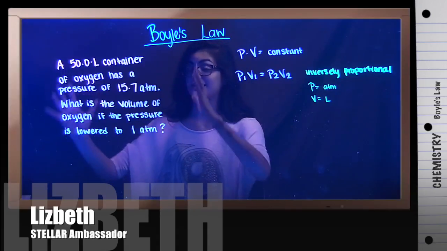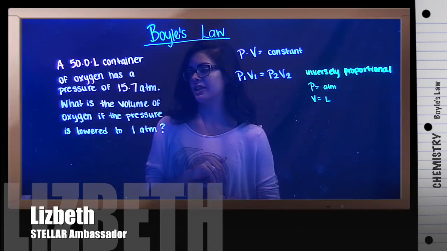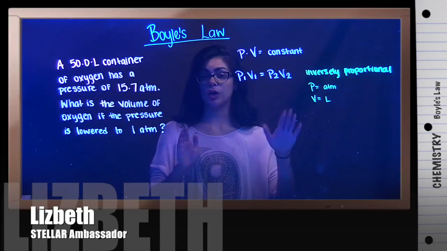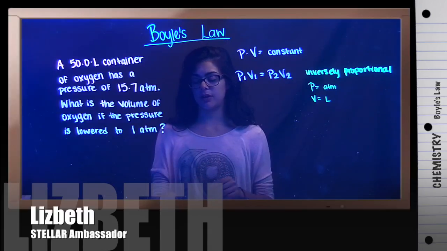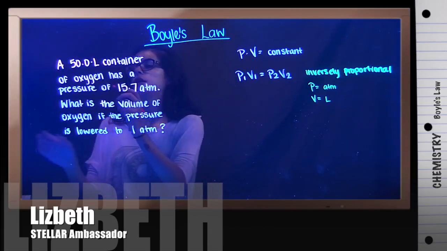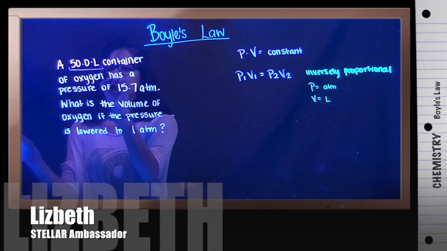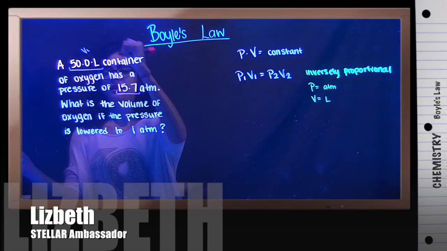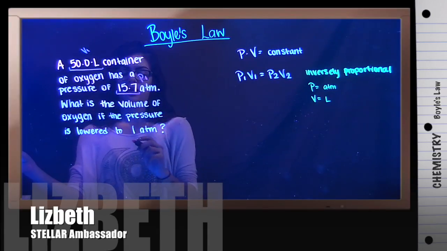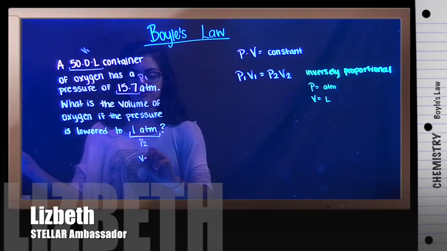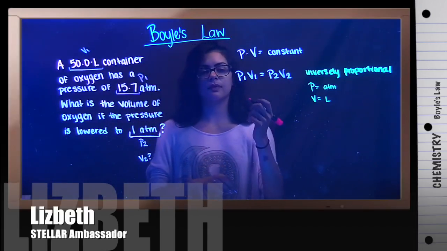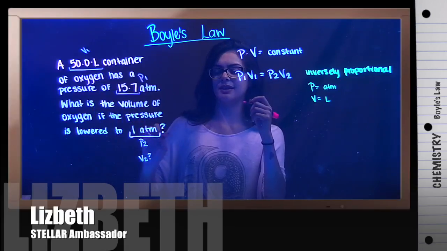So over here I have an example. It says a 50-liter container of oxygen has a pressure of 15.7 atmospheres. What is the volume of oxygen if the pressure is lowered to 1 atmosphere? Notice over here, they give me 50 liters has a pressure of 15.7 atmospheres. So this is going to be V1 and this is going to be P1. And then here they give me another pressure, so that's P2. That means I'm solving for V2. I'm just going to go ahead and plug in those values and see what we get. And notice also they already gave it to us in liters and atmospheres.